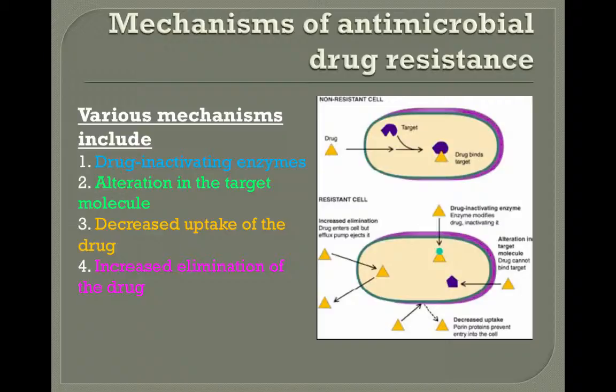It could be that the cell is coded so that it doesn't take up as much of the drug. So even though the drug is present in the concentration that's supposed to work, that targeted cell doesn't take it in, and therefore it's ineffective. And in some cases, some resistant cells have the ability to eliminate the drug entirely, break it down. So those are the different ways that a cell could be resistant.